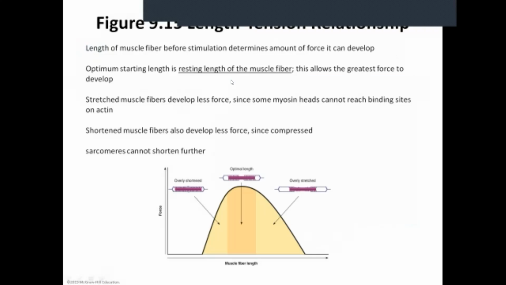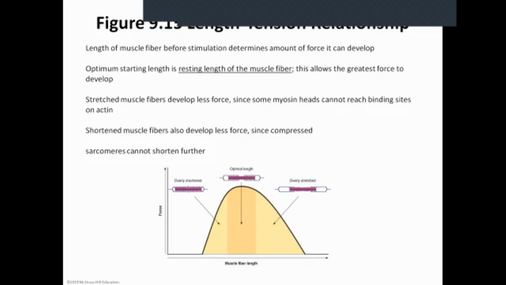And what we have to keep in mind too is that the length of the muscle fiber determines the force. The length of the muscle before you stimulate it determines the amount of force that can develop. So forces can be different in particular muscles. The optimum length is the resting length. If you go from resting length to contraction, you'll have the greatest force. I do want you to know that the optimum starting length is resting length. So not contracted, just resting, will develop that greatest force.